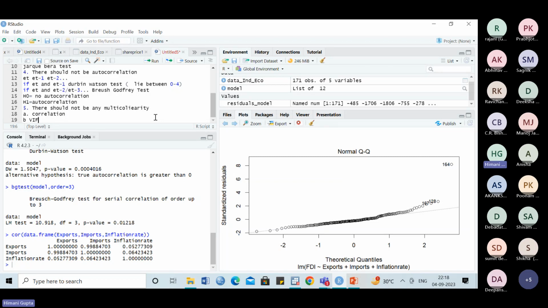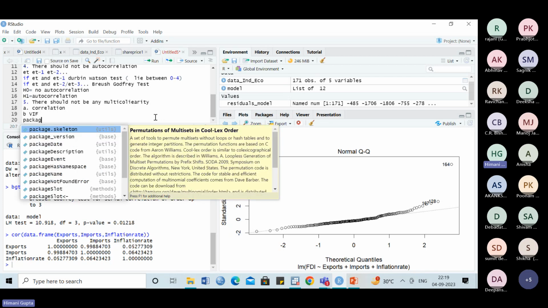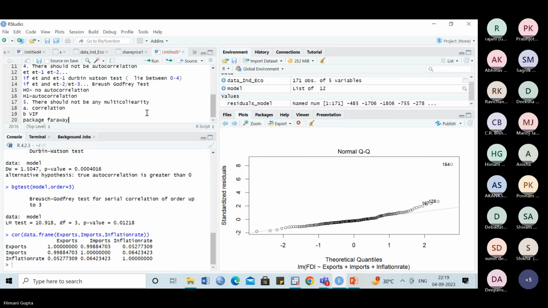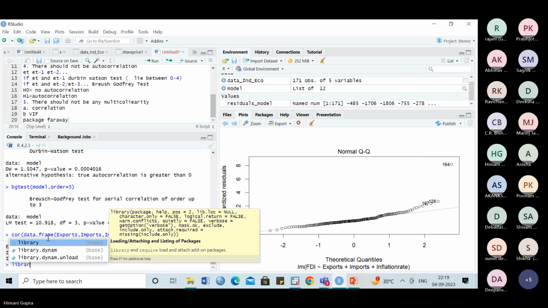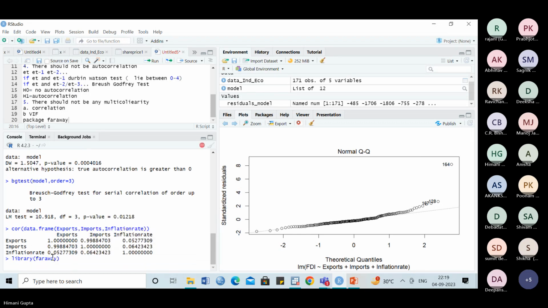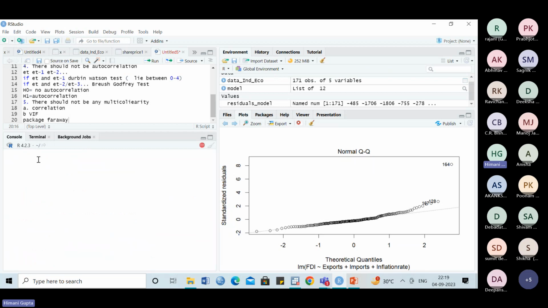Variance inflation factor. Now, if I am going to calculate the variance inflation factor with the help of these tests, I need to install the package. You have to install the package car. So let me library the package. So I have libraried the package car. Now I will calculate the VIF. So the command is vif.